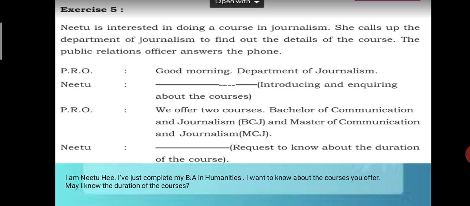So in the first case, "Good morning, Department of Journalism," Neetu introduces and inquires about the course. She can say, "Good morning, I am Neetu. I want to know about the courses that you offer." So the PRO introduces the courses, that is BCJ and MCJ. And Neetu says, "May I know the duration of the courses?" Since it is given in the bracket, she needs to ask the duration of the course.